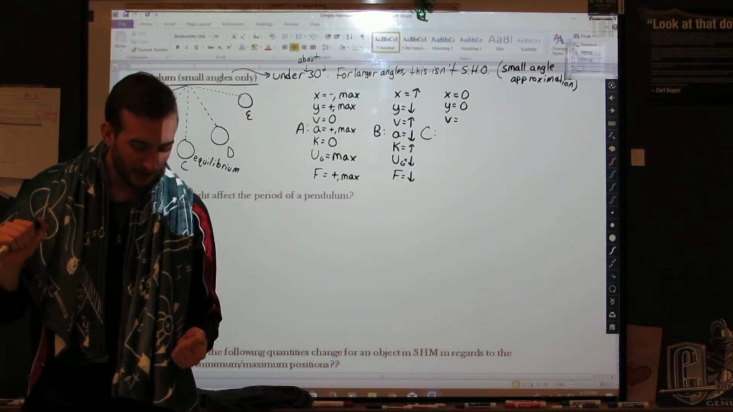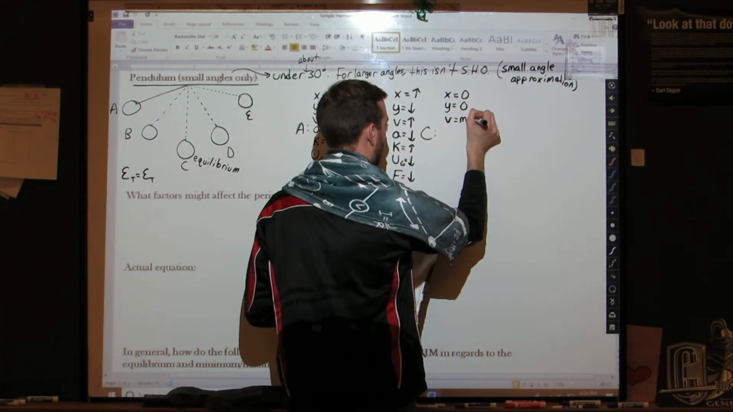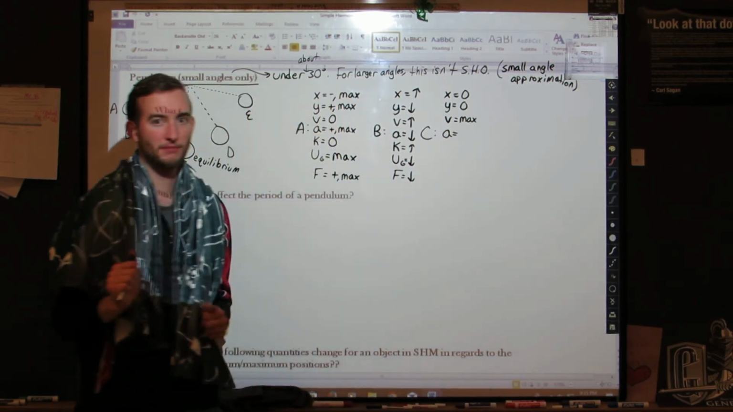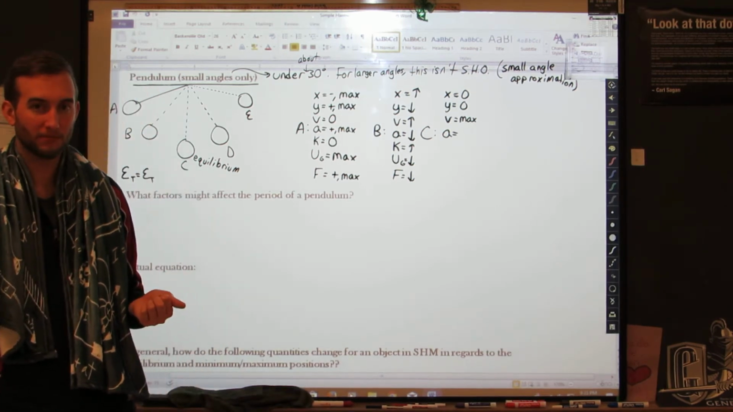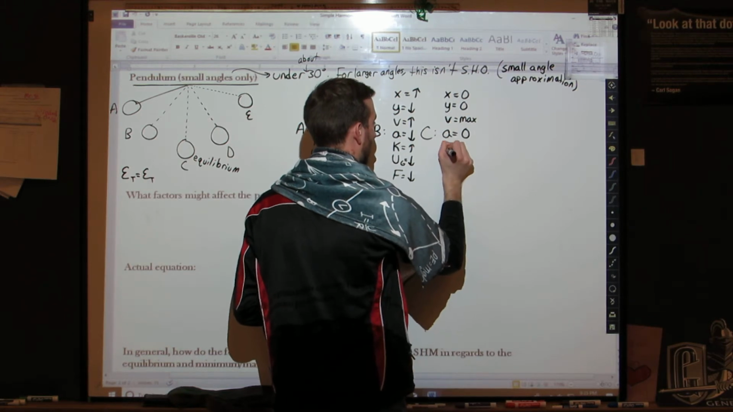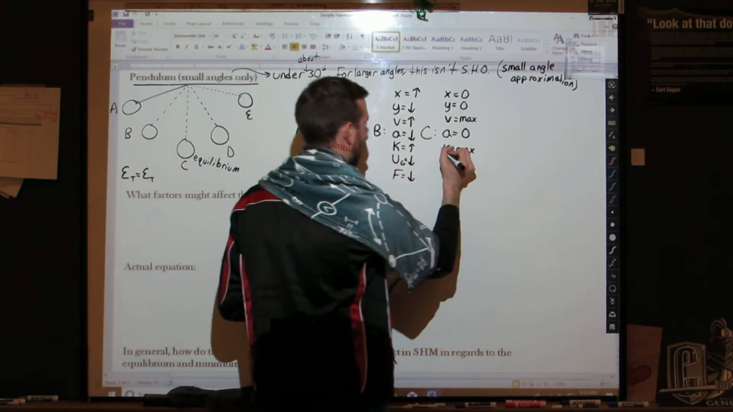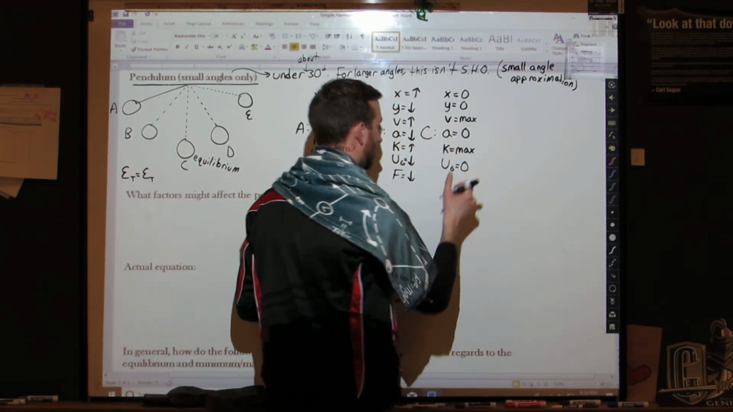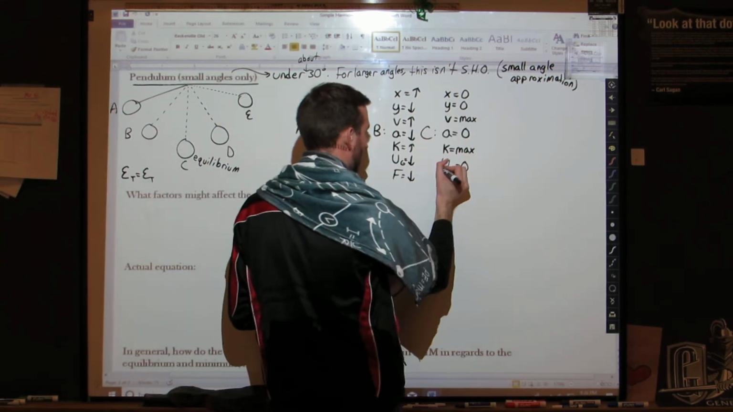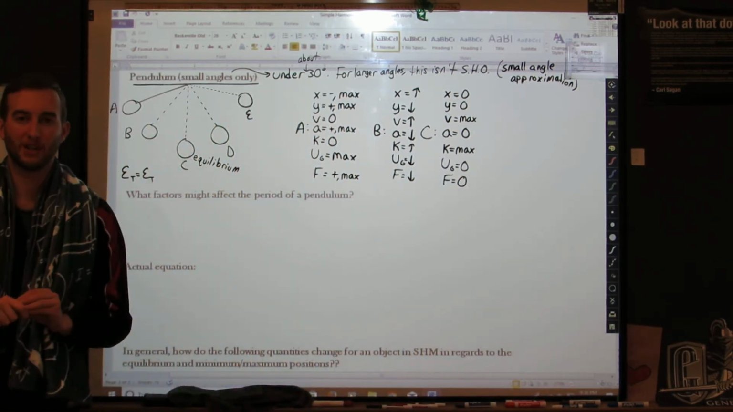What has happened to the speed? This is the lowest point, so the speed is at a maximum. All that potential energy got turned into kinetic energy. If it's at equilibrium, what is the acceleration? There is no acceleration. It's got to be 0. If the speed is at a maximum, kinetic energy's got to be at a maximum. The gravitational potential energy must be 0, since we're at y equals 0, no height. And finally, if the acceleration is 0, that means that the restoring force is also 0. Lots of zeros and maxes there.